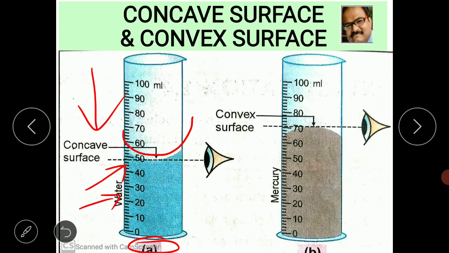We should keep our eye as it is shown in the picture, and this level is to be read, that is shown by the dotted line.